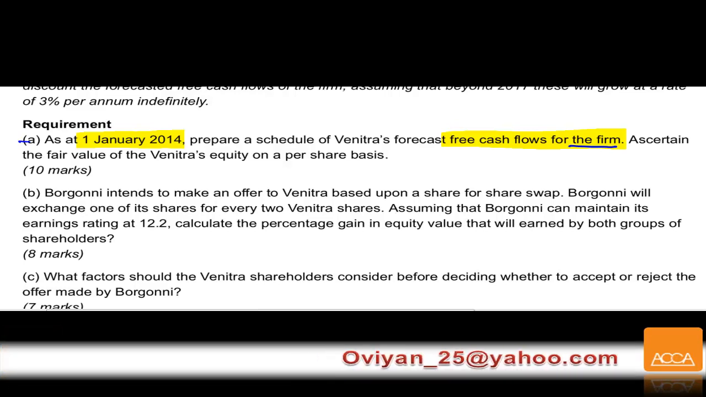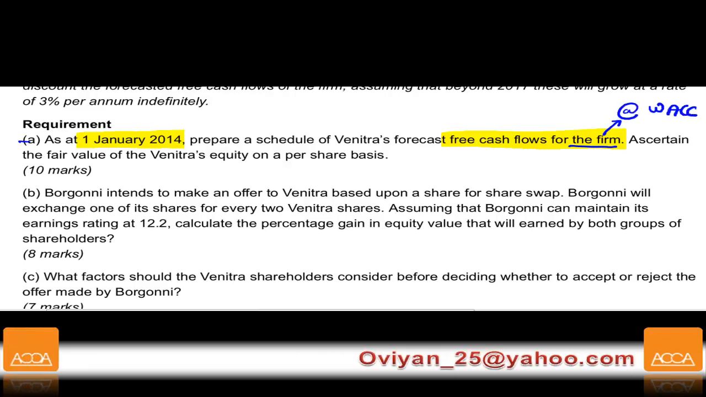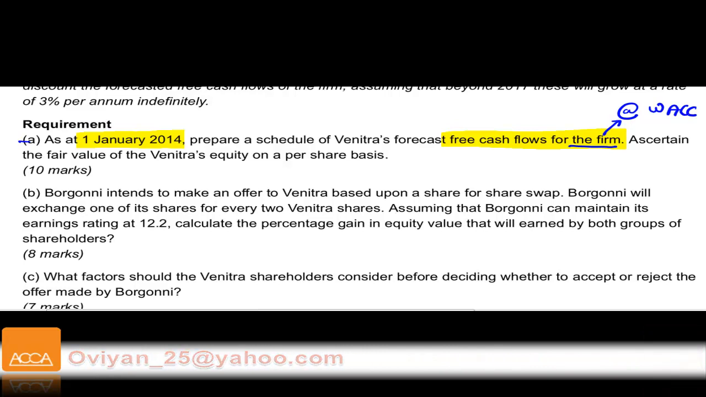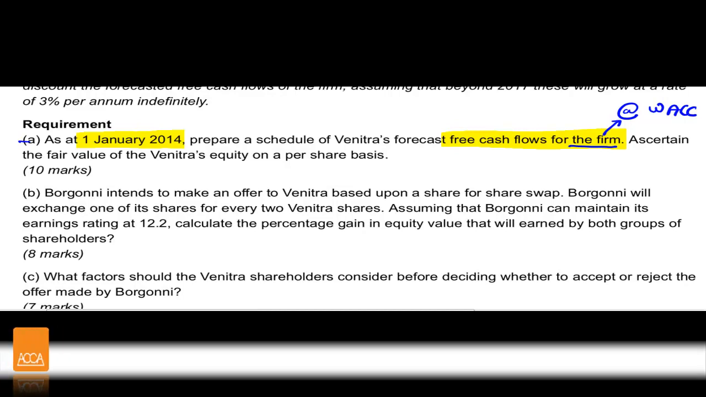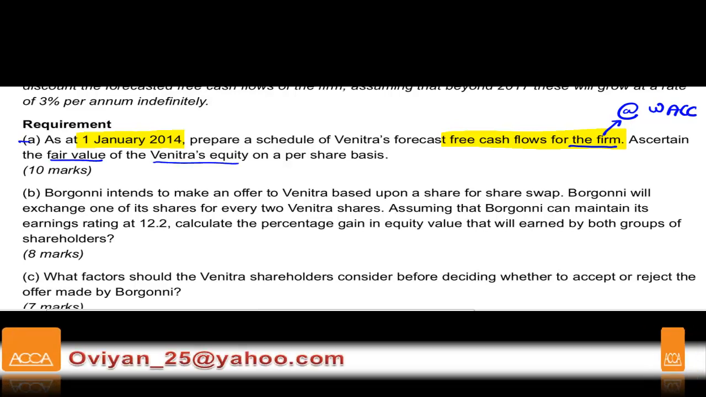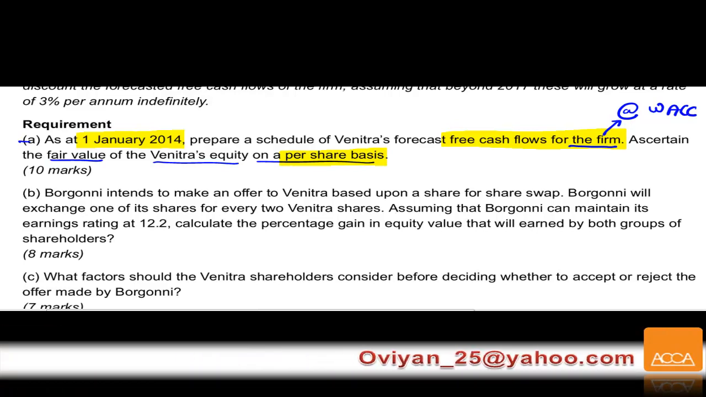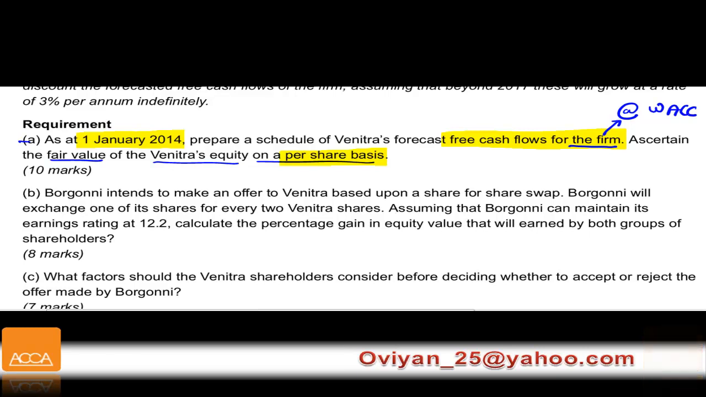Now, free cash flows to the firm, you must understand, will be discounted at the company WACC. If they ask you for free cash flows to equity, then you have to discount that using the cost of equity. And then here we have to ascertain the fair value of Vinitra's equity on a per share basis. So it's going to be a per share basis. If you happen to have a total value, you always have to divide that by the total number of Vinitra's shares issued as at 1st of January 2014. And that's going to give us the equivalent of 10 marks.